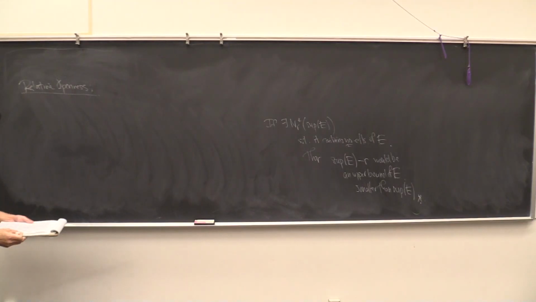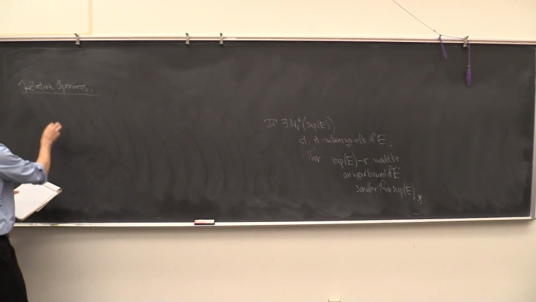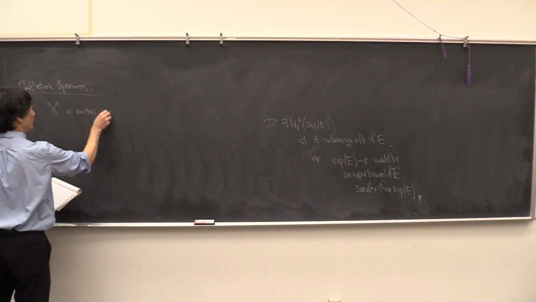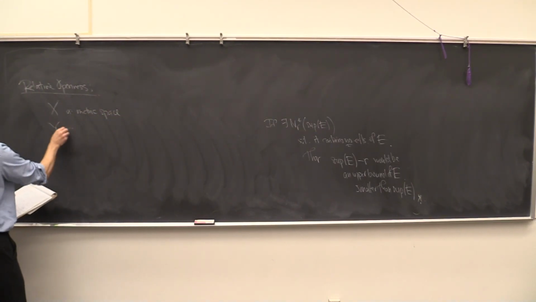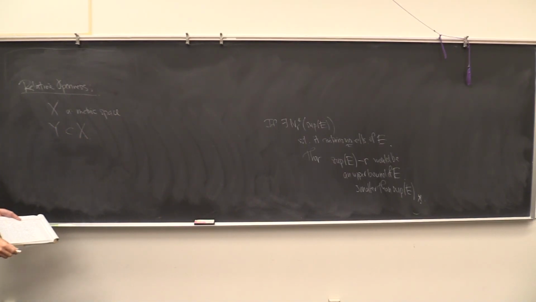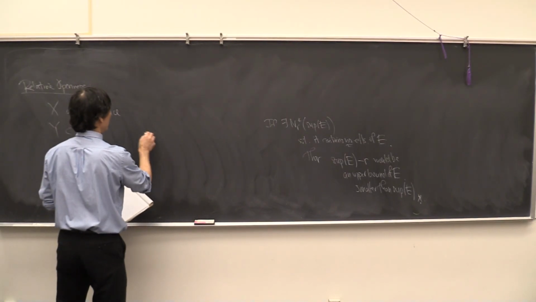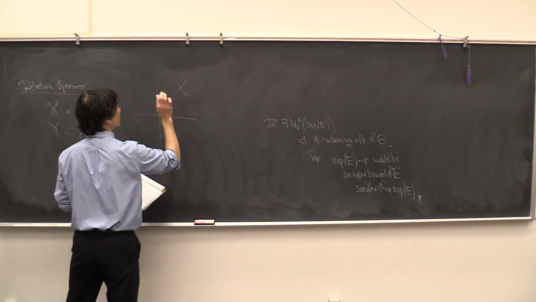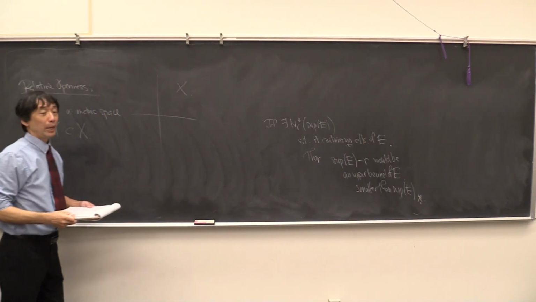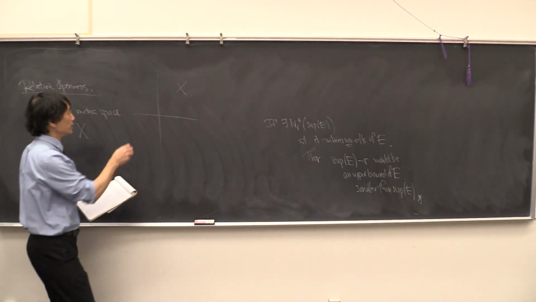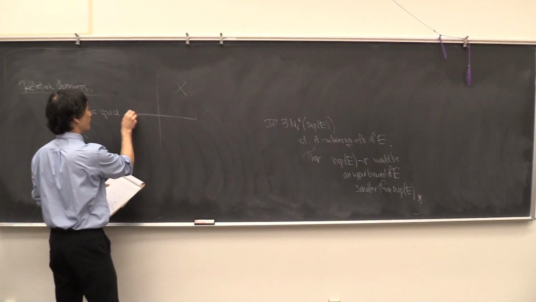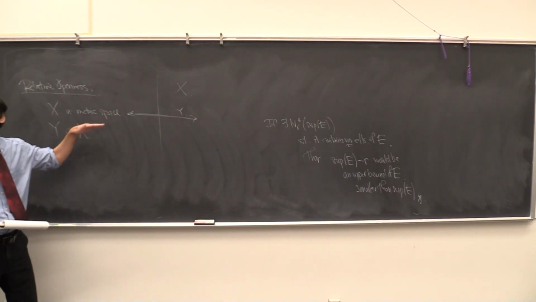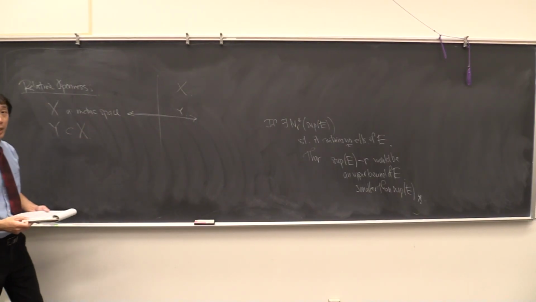So you have a metric space X, and you have Y, a subset of X. I'm going to draw it like this. You can think of X as an example, as R2, and Y as the x-axis. So Y is here. It's sitting inside of X, and it inherits the metric from X, right?